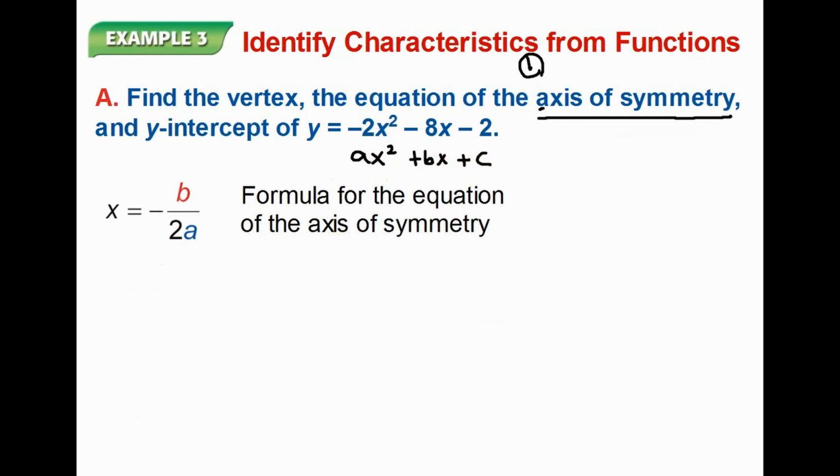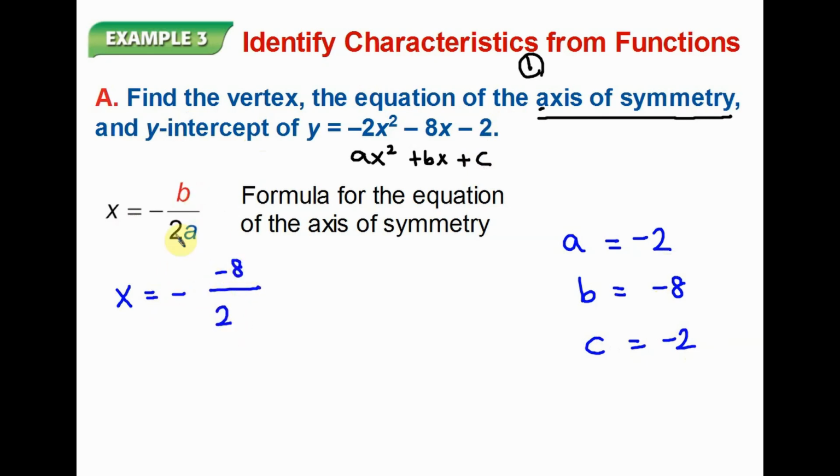So let me take it step by step. In this case, the a is equal to negative 2 because that's the coefficient of x squared, and the b is equal to negative 8. And keep in mind, you have to carry the negative sign as always. And for the last one, which we can actually find right away, the y-intercept has to be the c value, which is in this case negative 2. So let me plug it in. The x is equal to negative, b was negative 8, over 2 times a, which is another negative 2.